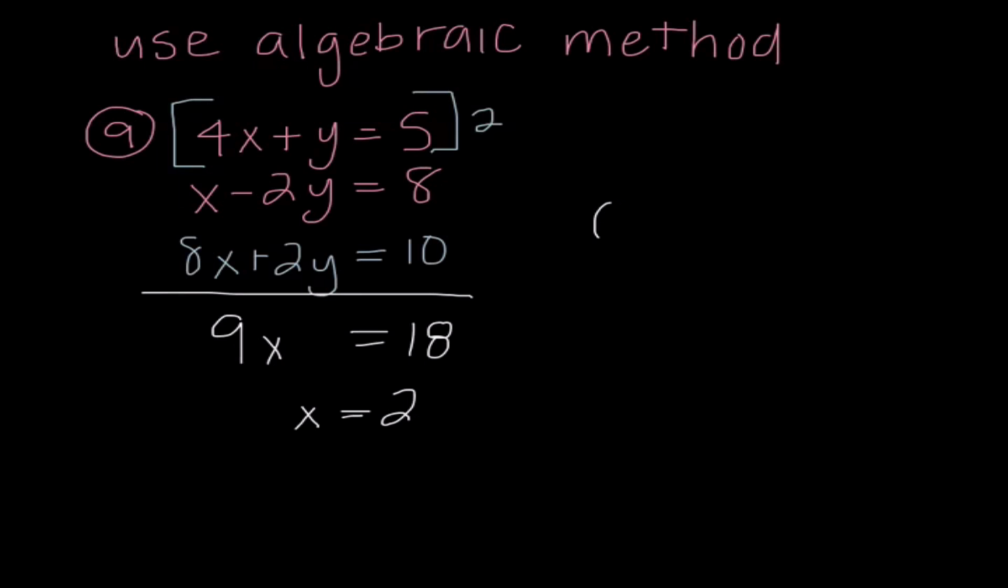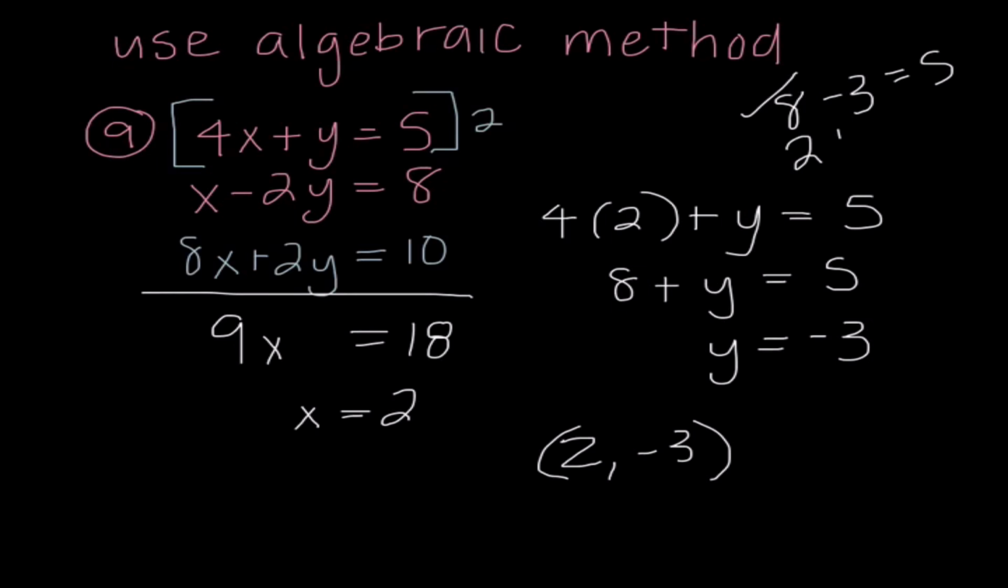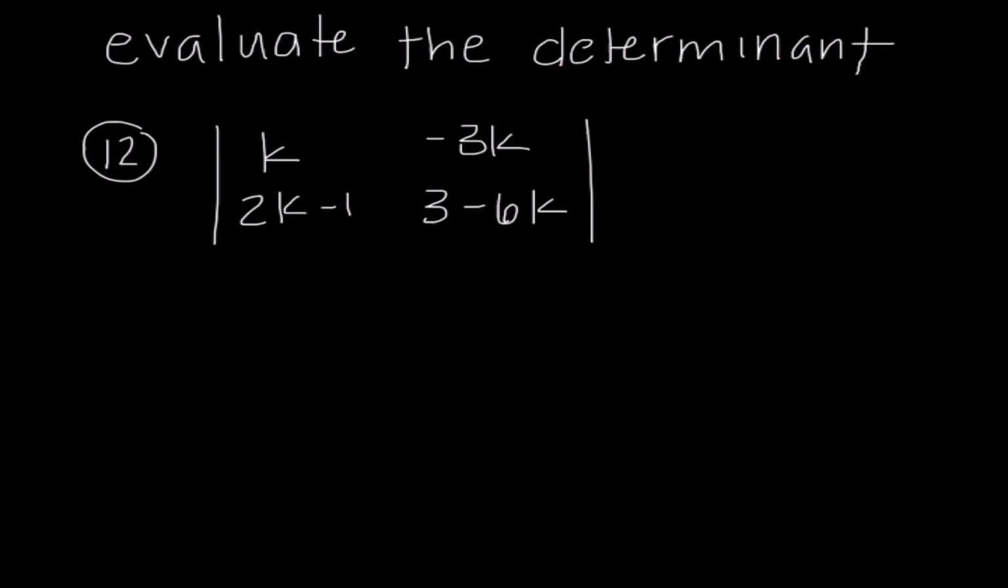So now I'm going to substitute into one of those two equations. I'm going to use the first one, but it does not matter. So I get 8 plus y equals 5, so y is equal to -3. So 2, -3 appears to be my solution, but let's just check. 8 minus 3 is 5. That works. 2 plus 6 is 8. That also works. So 2, -3 would be my solution.